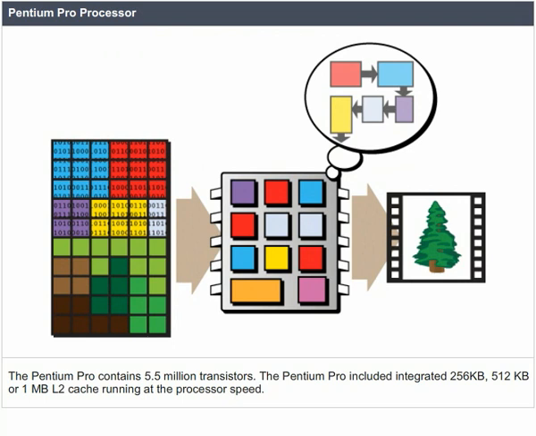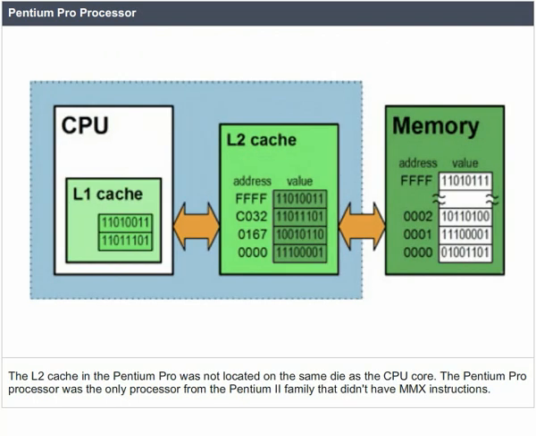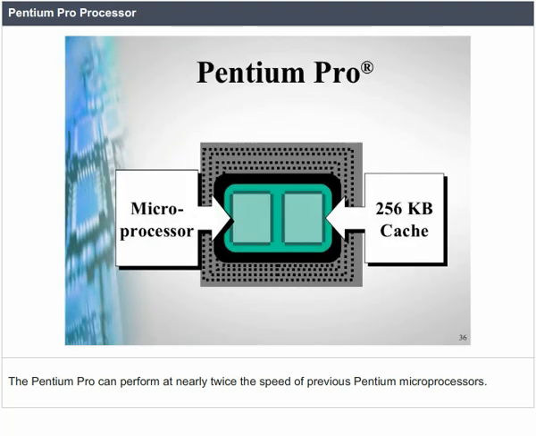The Pentium Pro included integrated 256 KB, 512 KB or 1 MB L2 cache running at the processor speed. The L2 cache in the Pentium Pro was not located on the same die as the CPU core. The Pentium Pro processor was the only processor from the Pentium 2 family that didn't have MMX instructions. The Pentium Pro can perform at nearly twice the speed of previous Pentium microprocessors.